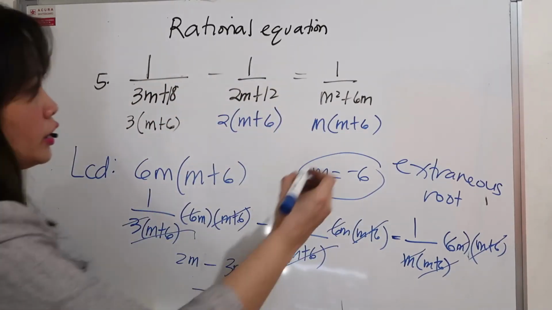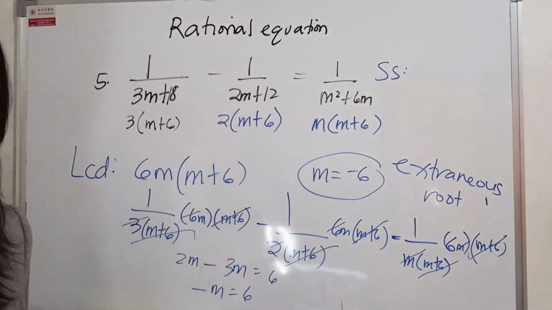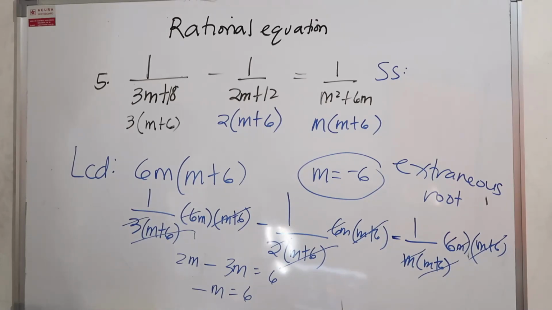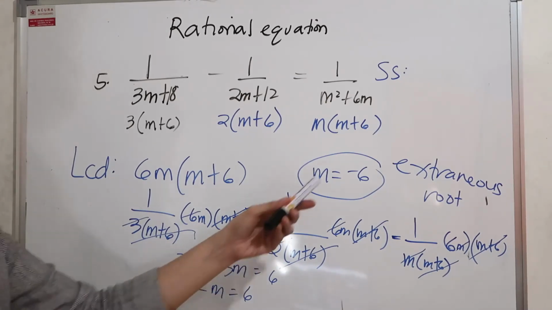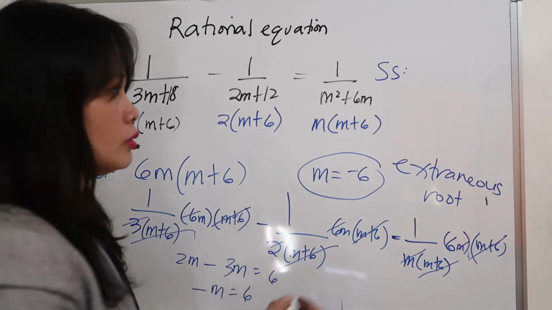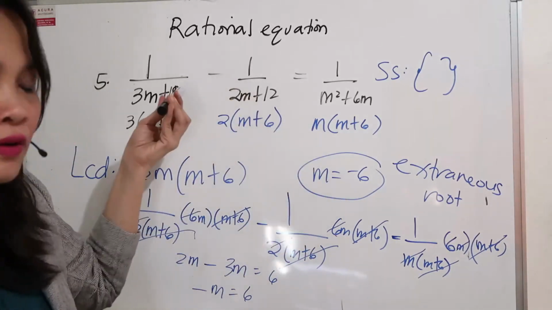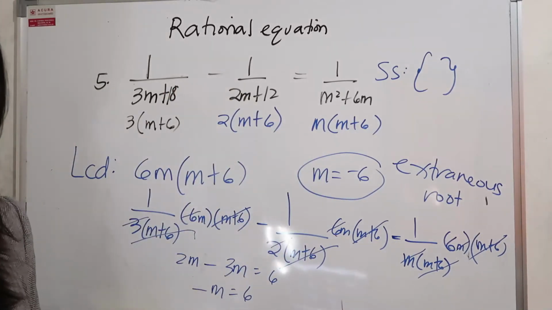So therefore, what is your solution set, if that is the case? Negative 6 is an extraneous root. So if you found out that negative 6 is an extraneous root, what is your solution set? Your solution set will be the empty set. So meaning no solution at all, because negative 6 cannot satisfy the given equation. Okay? So that is a rational equation.